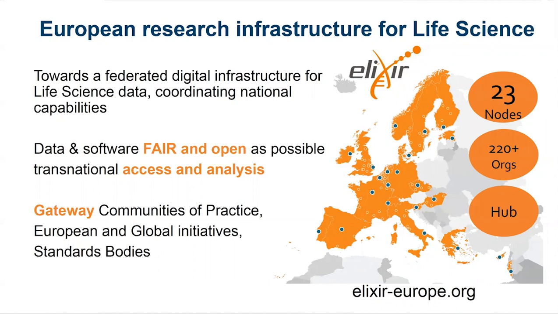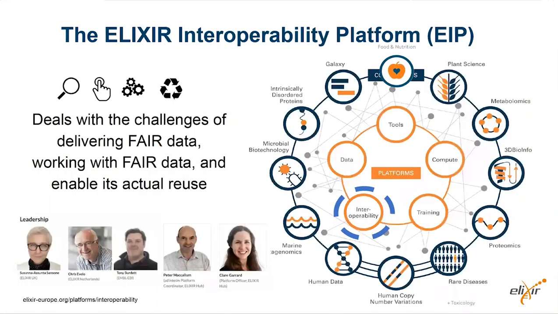So you probably know what Elixir is. It's a European infrastructure. The idea is to bring together all the digital infrastructure for life science data, coordinating all the national capability. So we work in a hub and spoke model. There are 23 nodes in Elixir, and over 220 organizations. It's about practice, service, resource, and community of practice. It's about bringing together the expertise and the knowledge, so the people as well, the capacity and the capability. Elixir operates in around 5 technical platforms, which are tools, compute, training, interoperability, and data.